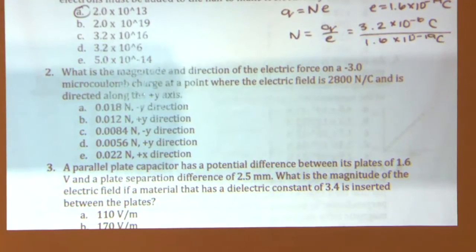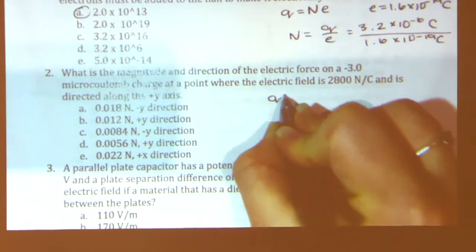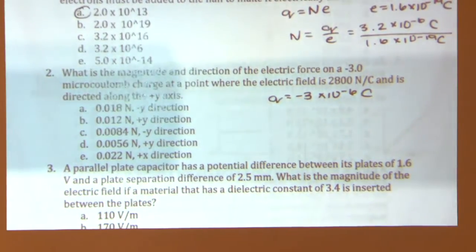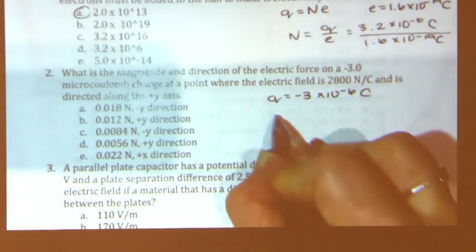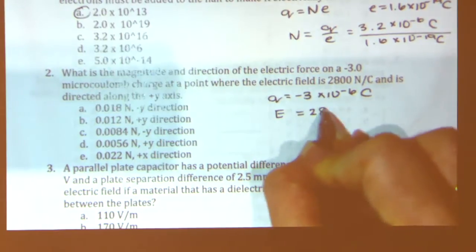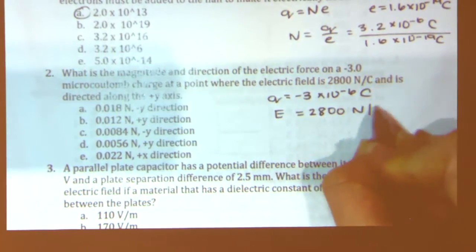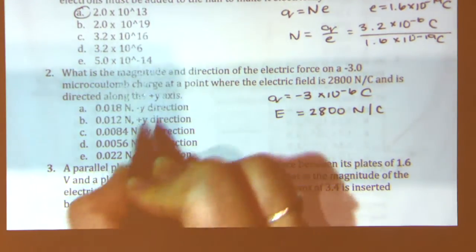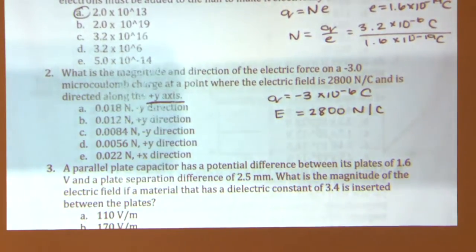What is the magnitude and direction of the electric force on a negative 3 microcoulomb charge? So Q is equal to negative 3 times 10 to the negative 6 coulombs at a point where the electric field is 2,800 newtons per coulomb and is directed along the positive y-axis. So we are wanting to find the force.